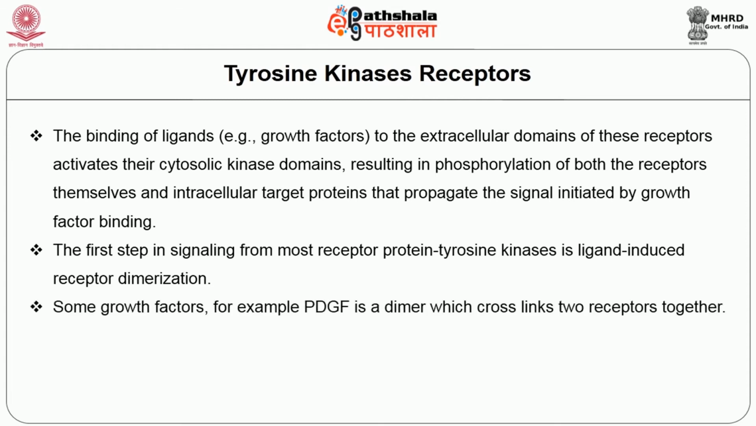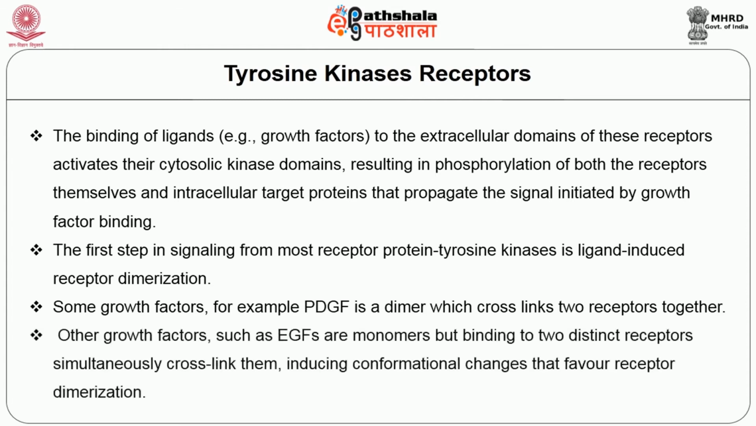Some growth factors, for example PDGF, are dimers which cross-link two receptors together. Other growth factors such as EGF are monomers, but binding to two distinct receptors simultaneously cross-links them, inducing conformational changes that favor receptor dimerization.